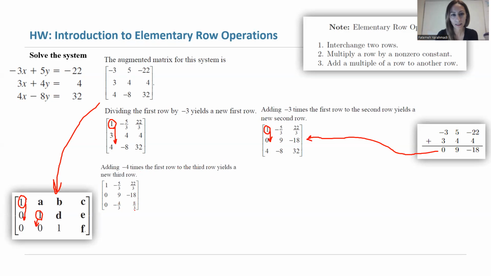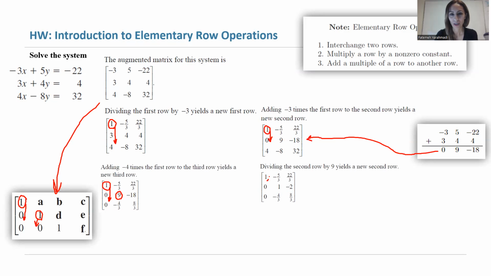What you can do at this point, you can basically say that, okay, I have 1, 0, and 0. I'm good with the first column. For the second column, the pivot must be 1, but it's 9. So you can divide everything on the second row by 9. You get 0 divided by 9, which is 0, 9 divided by 9, which is 1, -18 divided by 9, which is -2. You basically get 0, 1, and -2.